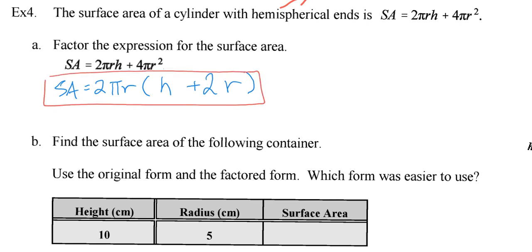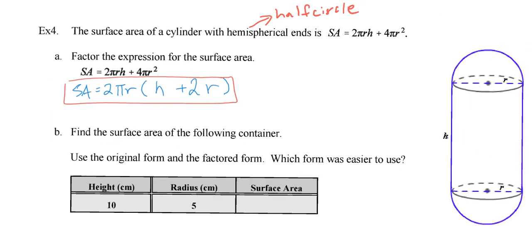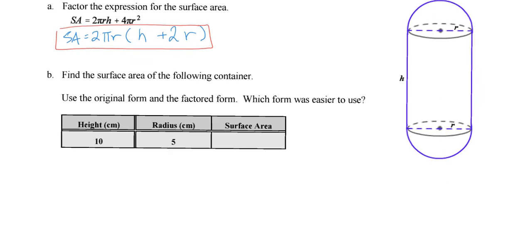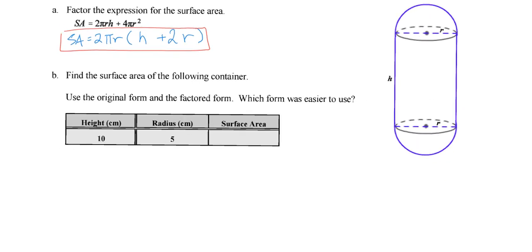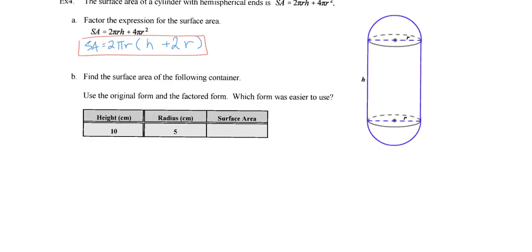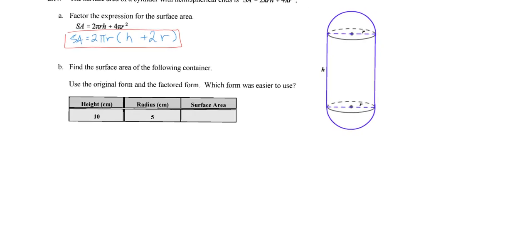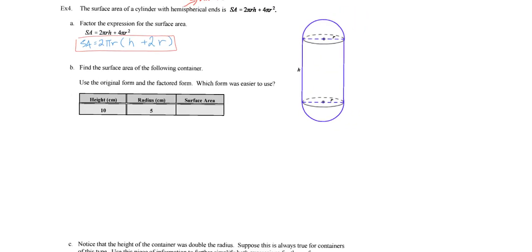So now we have to work on the next part. It says, find the surface area of the following container, right? Use the original and the factored form. Let's do that. So take out your calculator and punch R and H into this one, and then take out your calculator and put R and H into this one and see which one's easier.